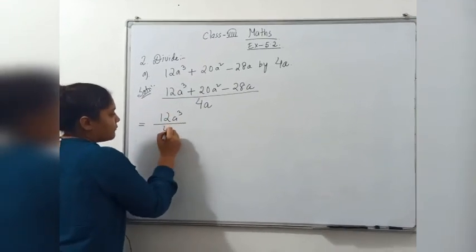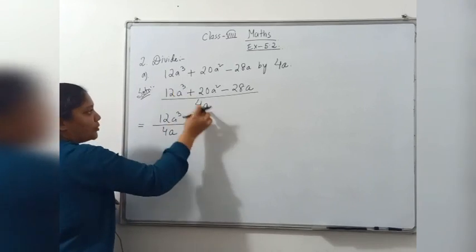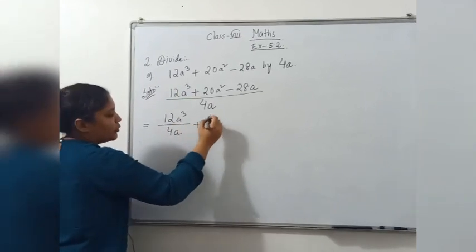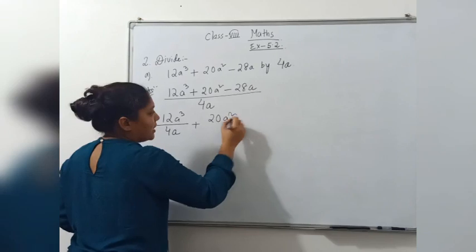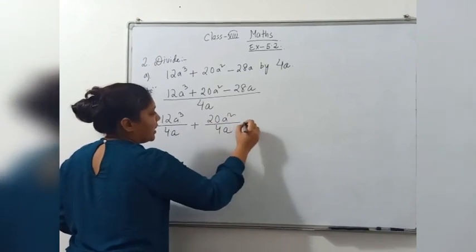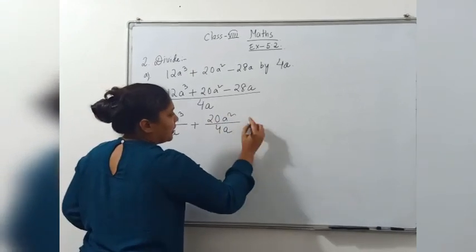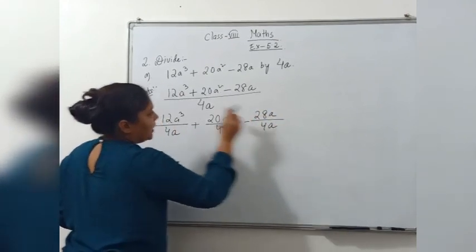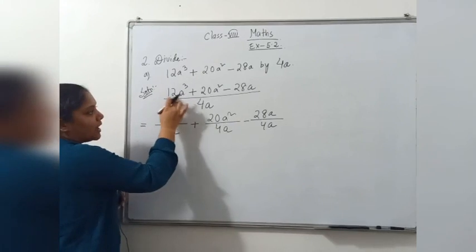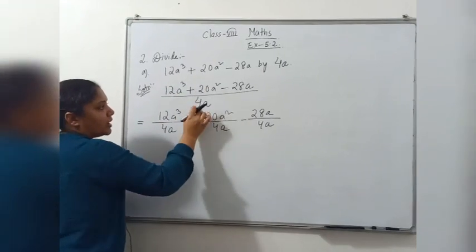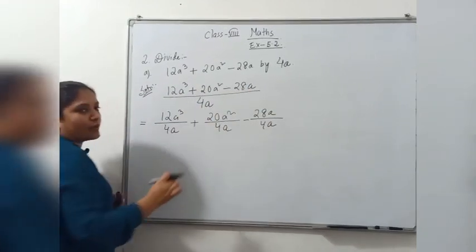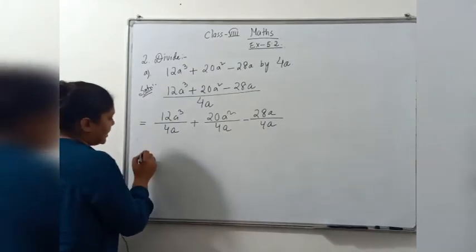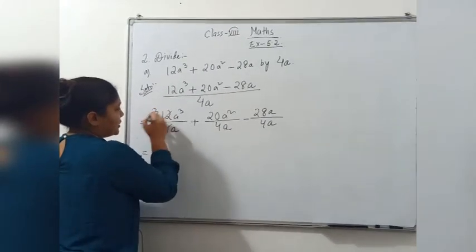12a cube by 4a. You are just separating the terms. Okay students? What we did? We are just separating it. 12a cube by 4a, 20a square by 4a, minus 28a by 4a. Clear? Now next step. 4 ones are 4, 4 threes are 12.